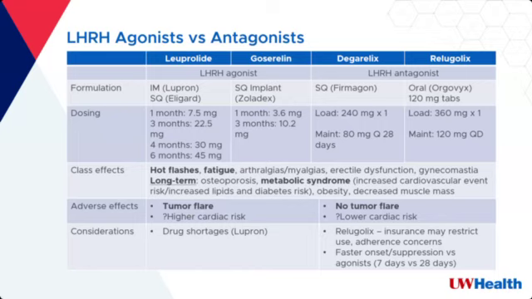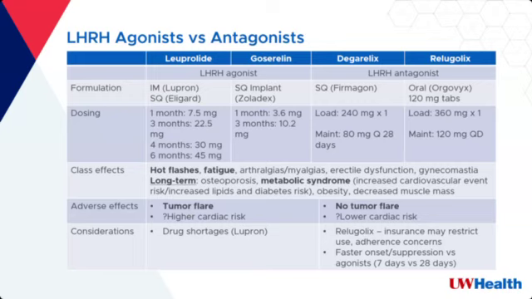From a class effect standpoint, if you think of depleting testosterone and the things that can happen there, we can see hot flashes, fatigue, arthralgias, and myalgias. We do worry about the long-term risks associated with that, including osteoporosis, particularly metabolic syndrome. So we can see increases in cardiovascular events, which we'll talk about. And we can also see increased risk of diabetes.